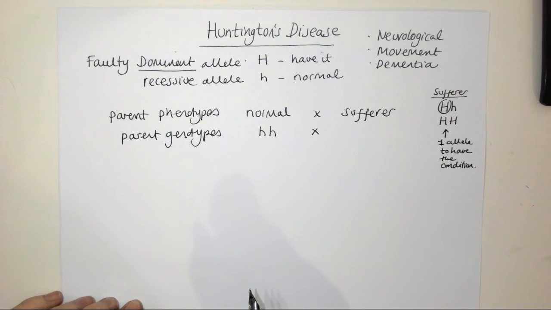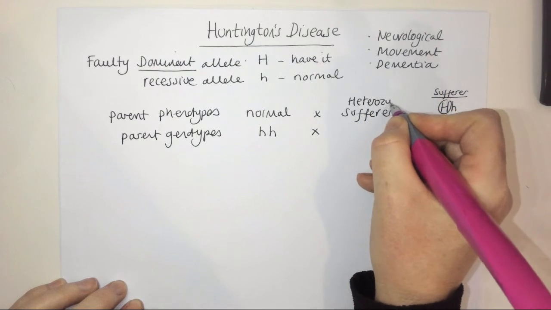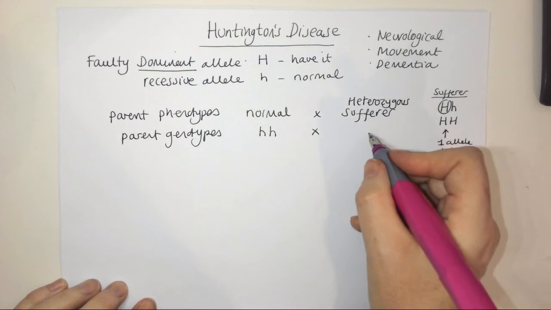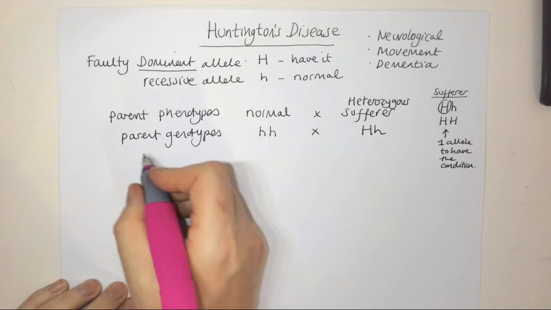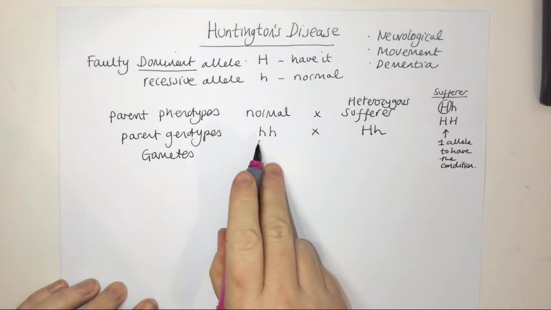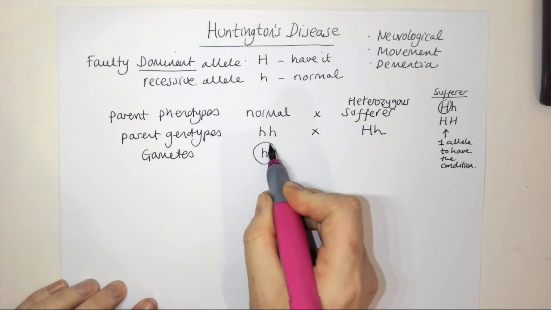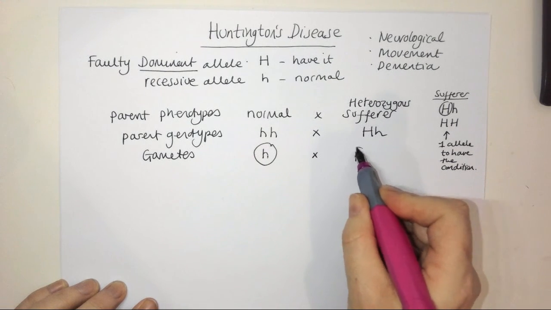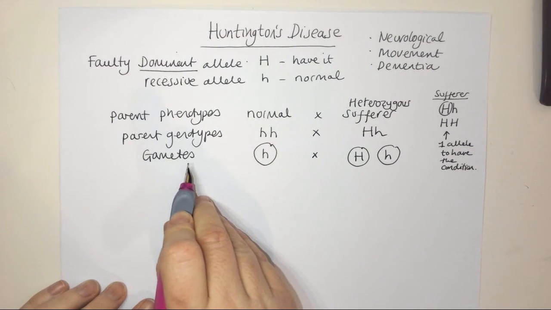I'm going to make this cross heterozygous for the sufferer, and that means we're going to do the heterozygous genotype here. Let me look at the gametes then. For this person, we've got two gametes that are the same, so I'm only going to write one and draw a circle around it. For this person, we've got two different gametes being formed. Draw a circle around them so we separate them so that we know they're gametes.